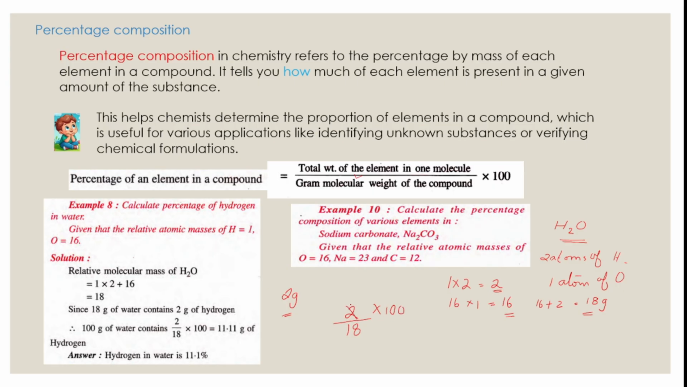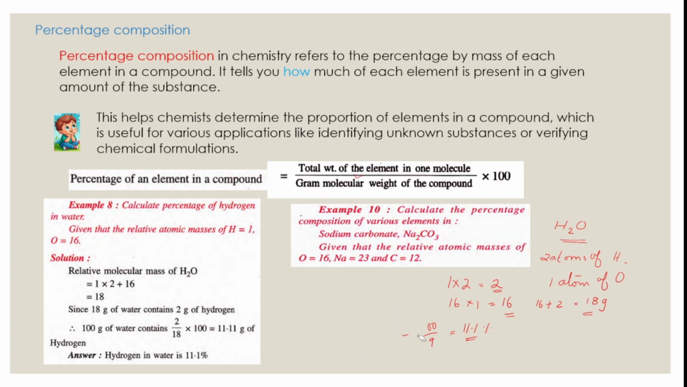Okay, so 2 will go in 18 nine times. So 1 by 9 into 100 will give us 100 by 9, and if you divide 100 by 9 we will get approximately 11.1 percent. So the percentage composition of hydrogen in water is 11.1 percent and the rest, 88.9 percent, is oxygen. So this is how we can calculate the percentage of any element in a compound. Hope it is clear. Now let us do another example which is given on the side.